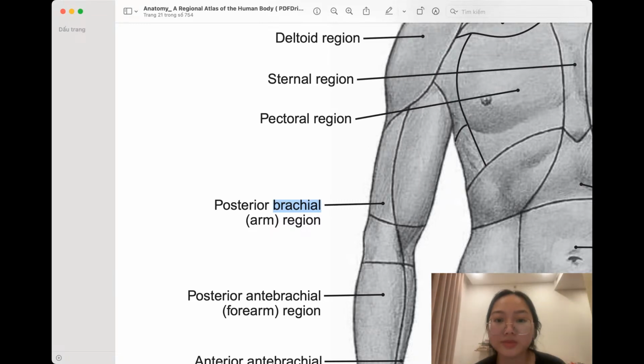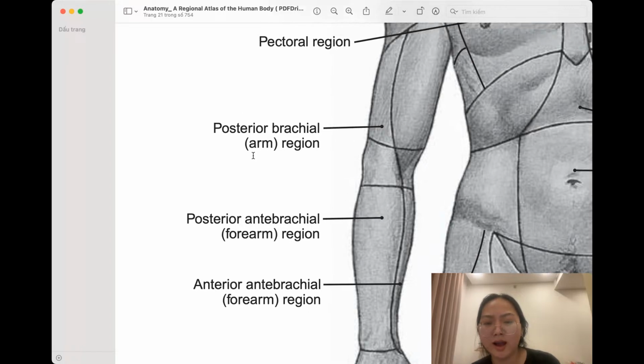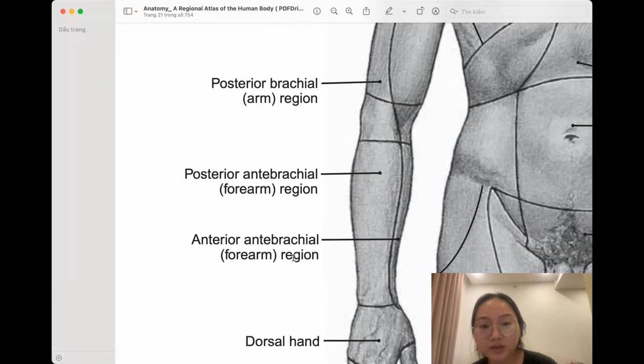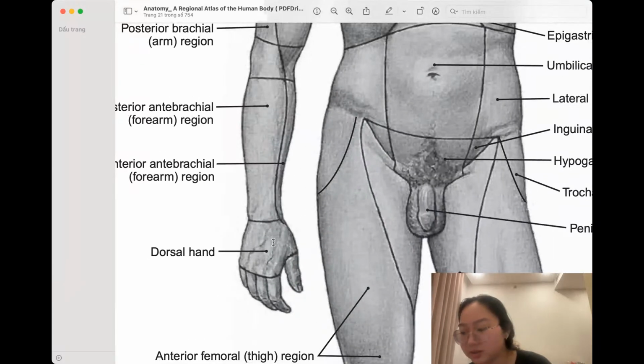So that's the brachial, and it is also used to denote the upper valve of a brachiopod's shell. Posterior antebrachial region. Posterior is far back. I don't really understand. Brachial means the arm, and the forearm is antebrachial. Here, the front part is the anterior antebrachial region. The forearm, the dorsal hand.